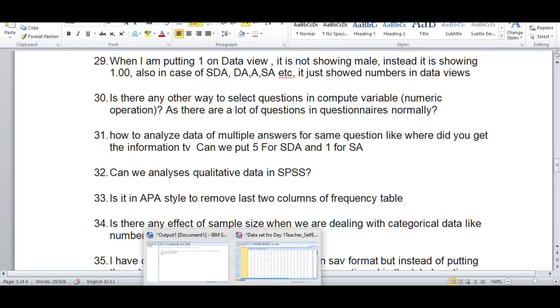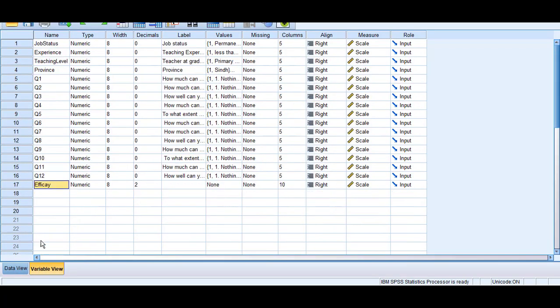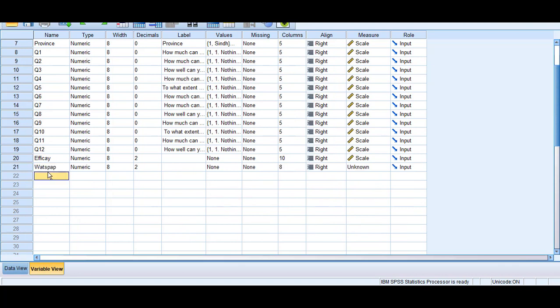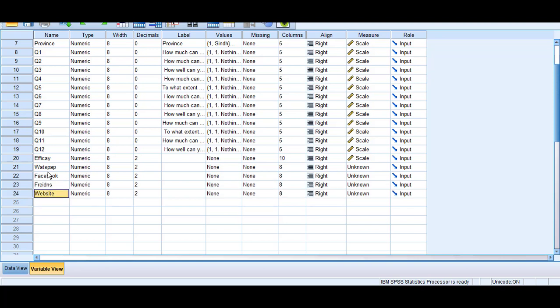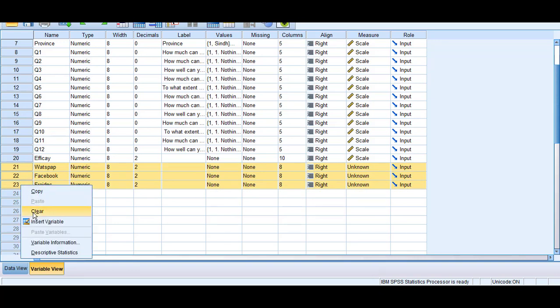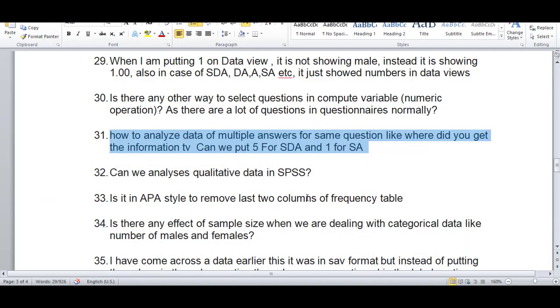Actually, for each analysis, you need to make a separate variable. For example, WhatsApp, and Facebook. For example, my question was, how did you learn about this? How did you know about this webinar series? So I make 4 options: WhatsApp, Facebook, friends or website, and make yes/no options. This way I can count how many people know about this webinar series through WhatsApp, through Facebook, and participants can give multiple answers. Maybe someone heard about this webinar series through WhatsApp as well as through friends.